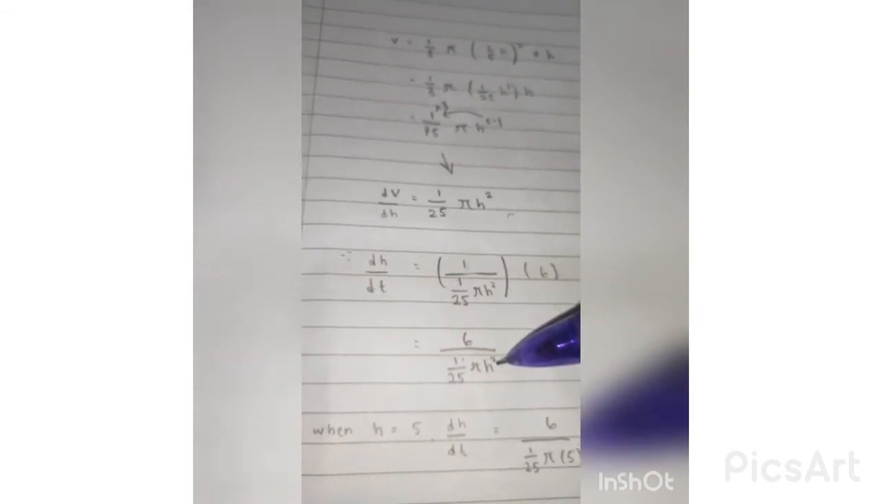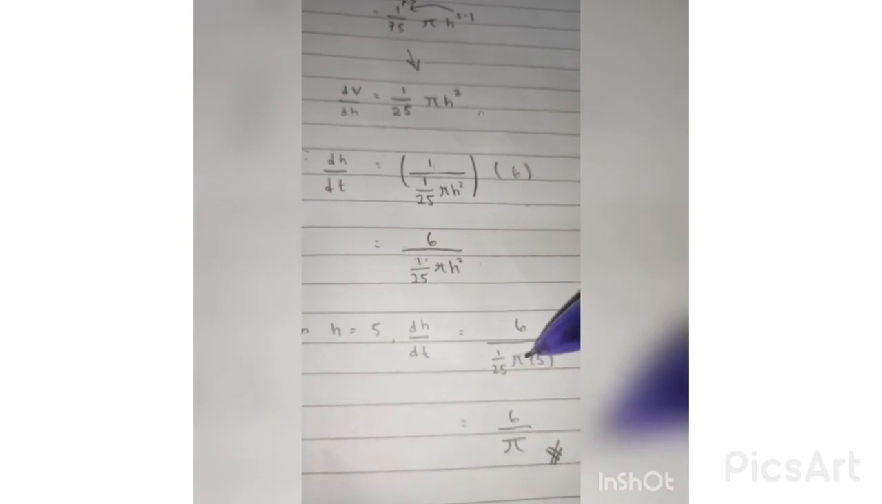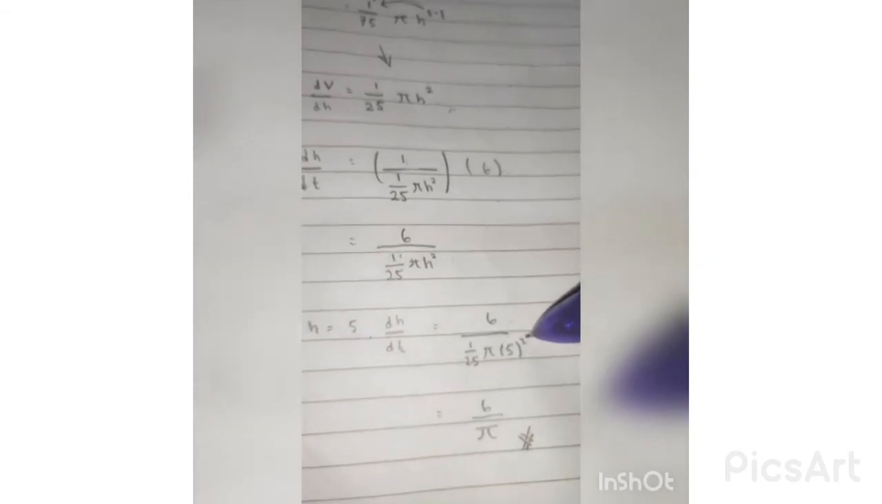6 is the water flow rate. So it becomes like this, and then divided into this. When h equals 5, dh over dt equals 6 over 1 over 25 pi times 5 squared. So we put it into the calculator and we got the answer. This is the final answer.